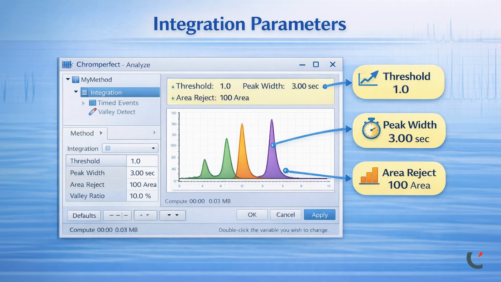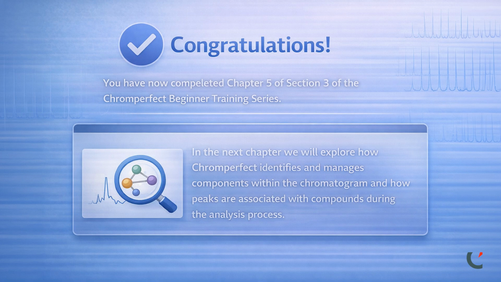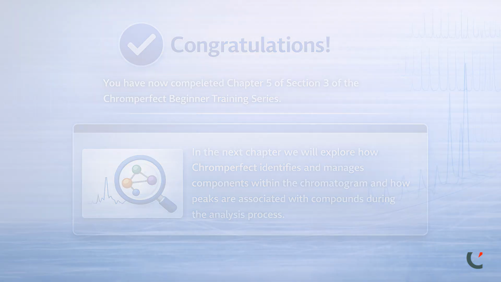Understanding how Chromperfect manages integration parameters and how those parameters are stored within the method file is an important step toward producing reliable and reproducible chromatographic results. Congratulations! You have now completed Chapter 5 of Section 3 of the Chromperfect Beginner Training Series. In the next chapter, we will explore how Chromperfect identifies and manages components within the chromatogram and how peaks are associated with compounds during the analysis process.